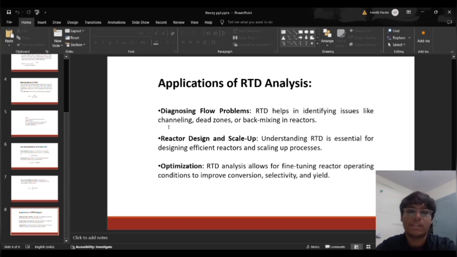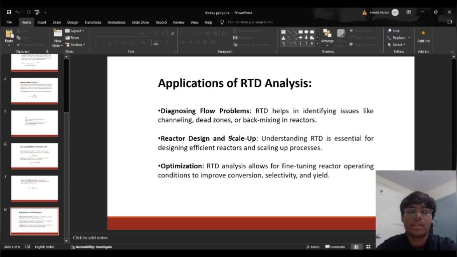Number two, improving reactor efficiency. If you know that the reactor is deviating significantly from plug flow, you can redesign the system to minimize these deviations, thereby increasing conversion rates and efficiency. Number three, scaling up processes. When scaling up a process from lab scale to industry scale, understanding RTD helps ensure that the scaled up reactor will behave similarly to the smaller one. This can save a lot of time and resources during the scale up process.